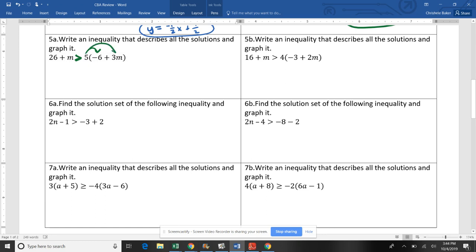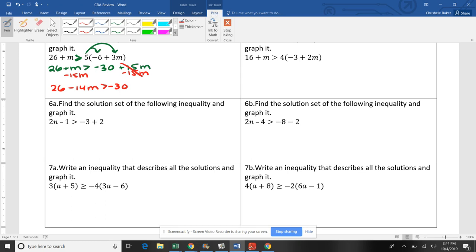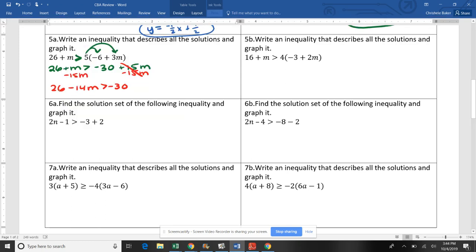Same rules apply from all of the solving that we've been doing. I do have to eliminate parentheses first, so I'm going to use distributive property. So 5 times negative 6 is negative 30, and 5 times 3m is 15m. Moving my variables to the left side of the equation means I'm going to have to subtract 15m from both sides. So I have 26 minus 14m is greater than negative 30. So the next thing to do is going to be to move my constants to the right. This 26 is positive, so I'll have to subtract. So I have negative 14m is greater than negative 56.